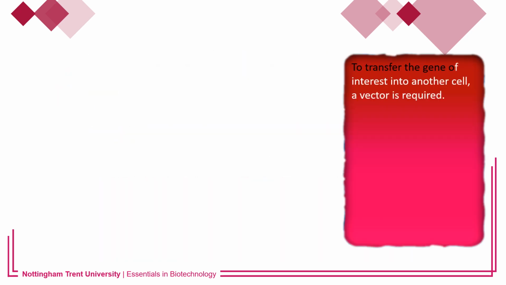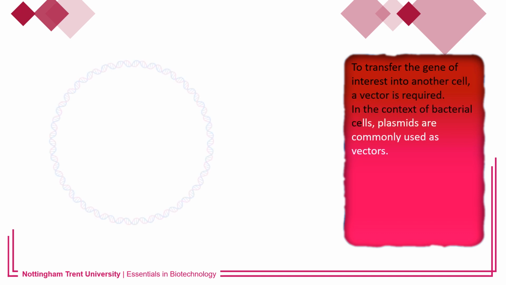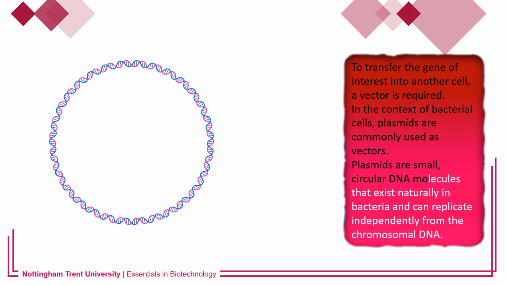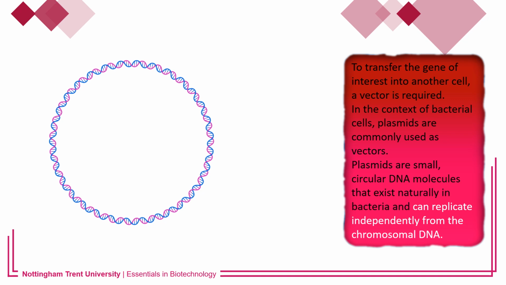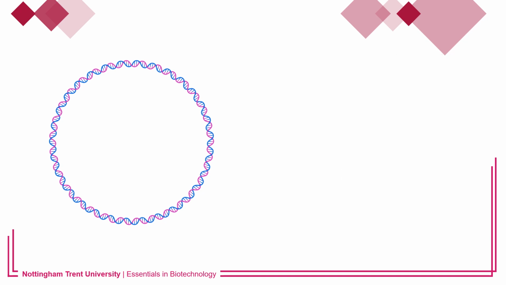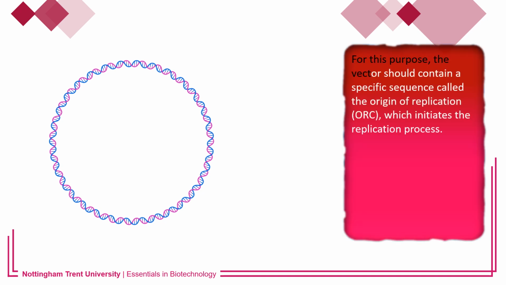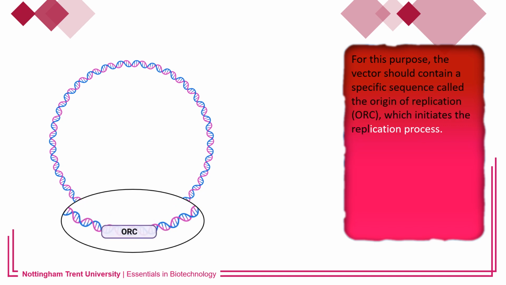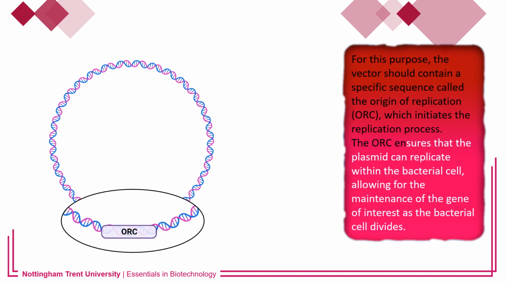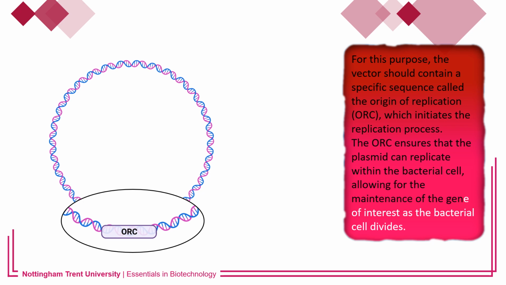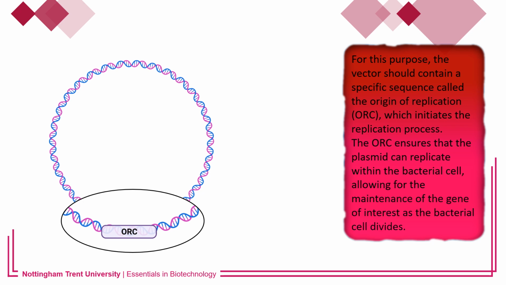To transfer the gene of interest into another cell, a vector is required. In the context of bacterial cells, plasmids are commonly used as vectors. Plasmids are small circular DNA molecules that exist naturally in bacteria and can replicate independently from the chromosomal DNA. For this purpose, the vector should contain a specific sequence called the origin of replication, ORC, which initiates the replication process. The ORC ensures that the plasmid can replicate within the bacterial cell, allowing for the maintenance of the gene of interest as the bacterial cell divides.